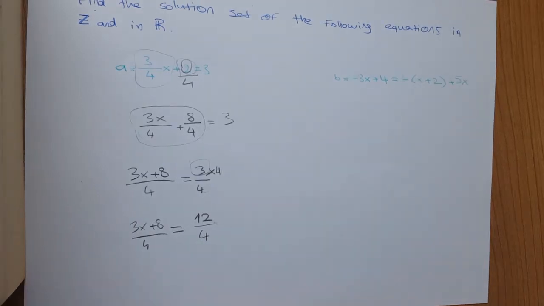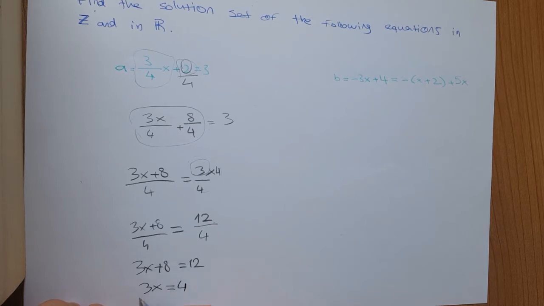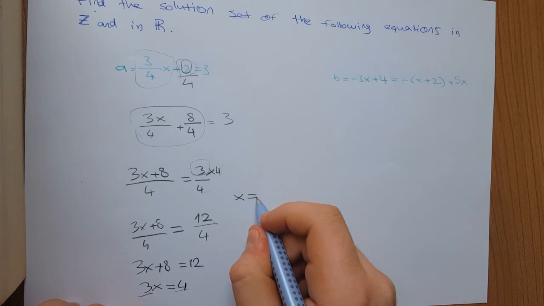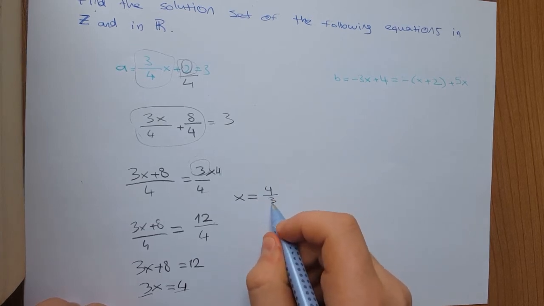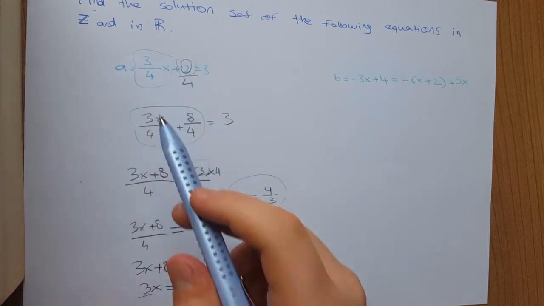Now we can get rid of the denominators and just write this. 3x plus 8 equals 12. Now we know what to do. We should subtract 8 from each side and we get 3x equals 4. Then divide each side by 3 and we get x equals 4 divided by 3. And that's the result of the first question.